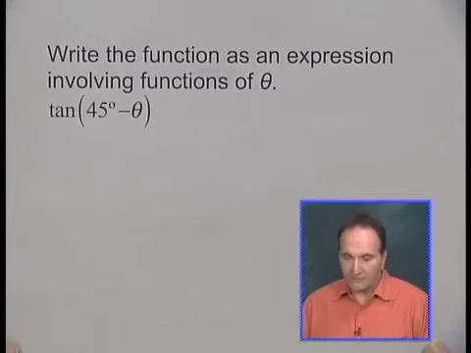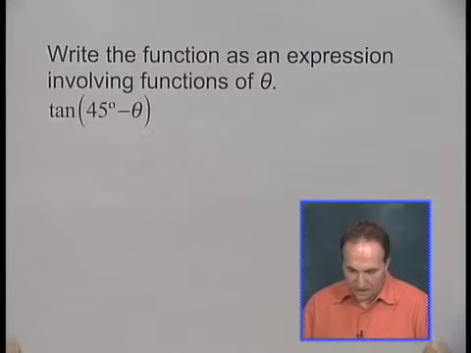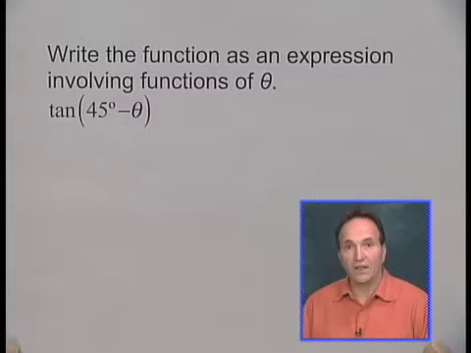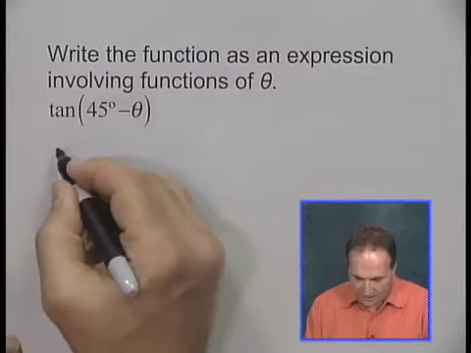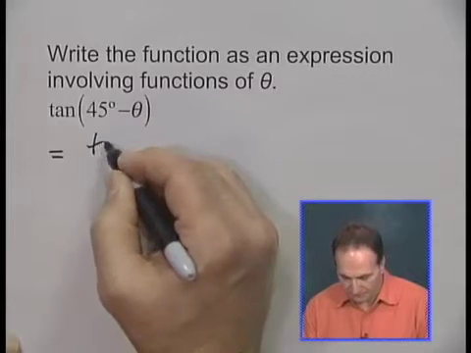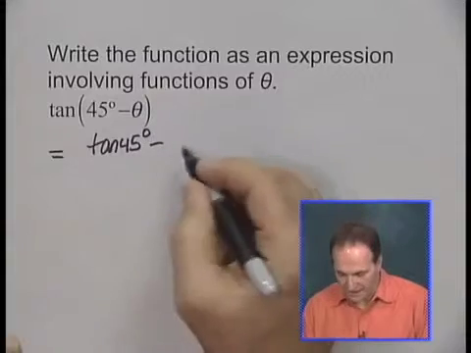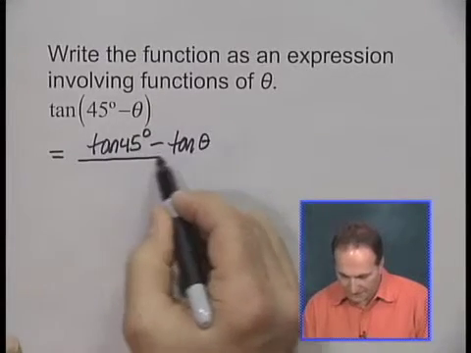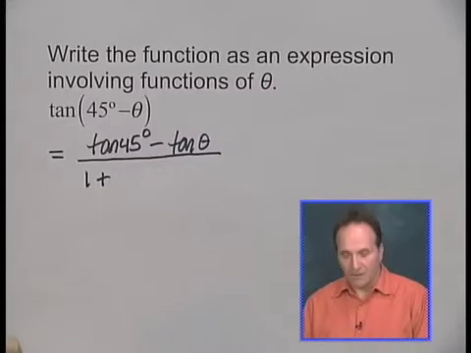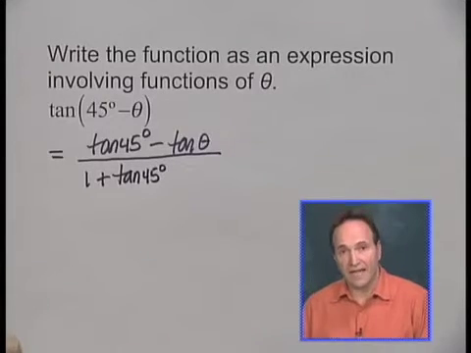Let's work another example. Write the function as an expression involving functions of theta. And we have the tangent of 45 degrees minus theta. So in this case, we'll use the tangent difference identity, and we'll write that this is going to be equal to the tangent of 45 degrees minus the tangent of theta divided by 1 plus the tangent of 45 degrees times the tangent of theta.